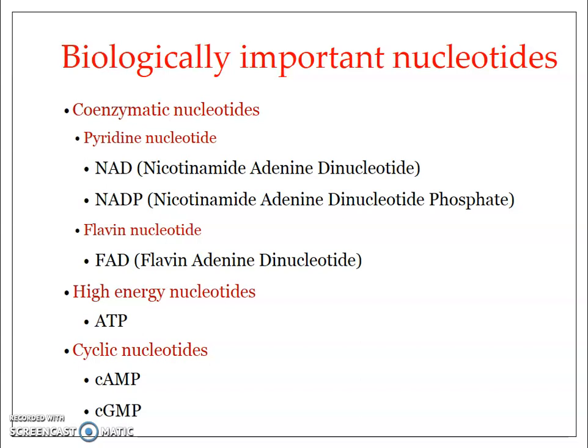These biologically important nucleotides can be studied under three categories: the coenzymatic nucleotides, the high energy nucleotides, and the cyclic nucleotides. Here, the coenzymatic nucleotides can be divided further into two based upon the chemical composition: the pyridine nucleotide and the flavin nucleotide. So, what are coenzymes, first of all?